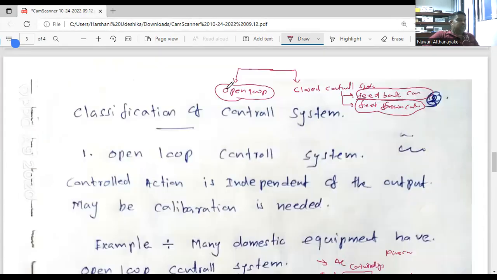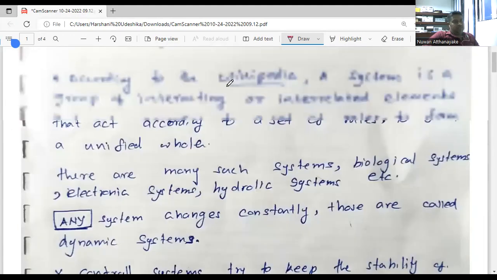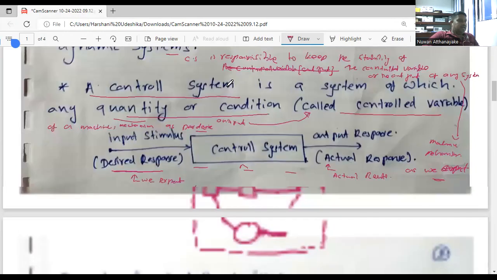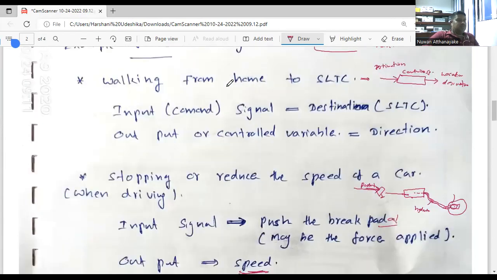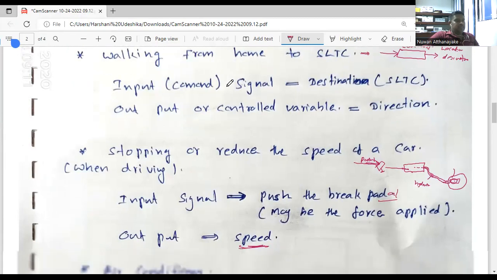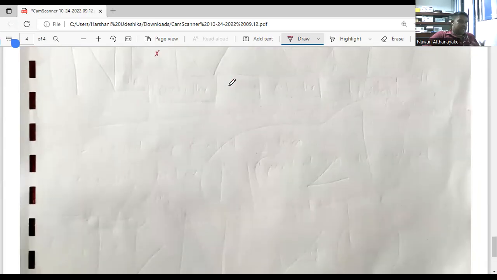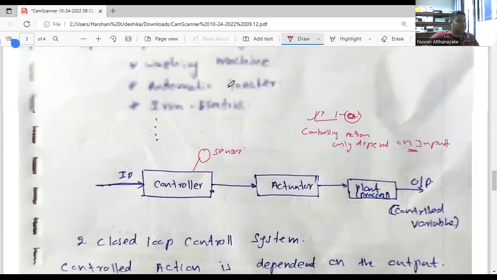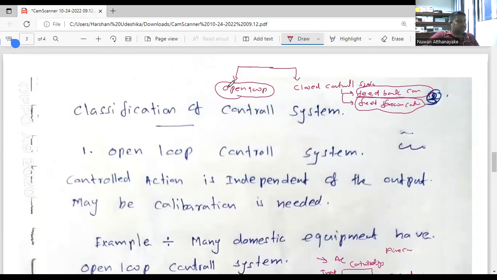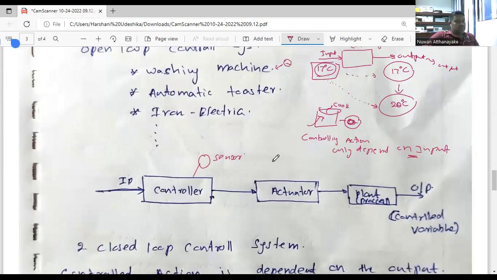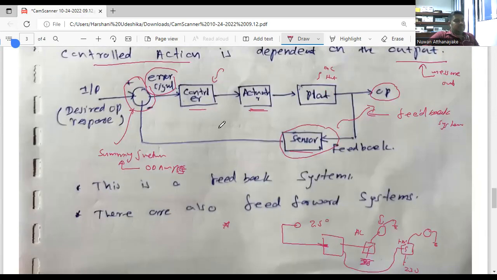Those are the things you should know. Please go through this lecture, and if you have any problem, please ask me. You should know what a control system is and what the types of control system are. Open loop and closed loop are actually the classes of control system, not types. When we talk about types, there are many, like discrete control system and analog control system. So this is the classification of control systems: open loop control and closed loop control. Here we are talking only about feedback control systems.